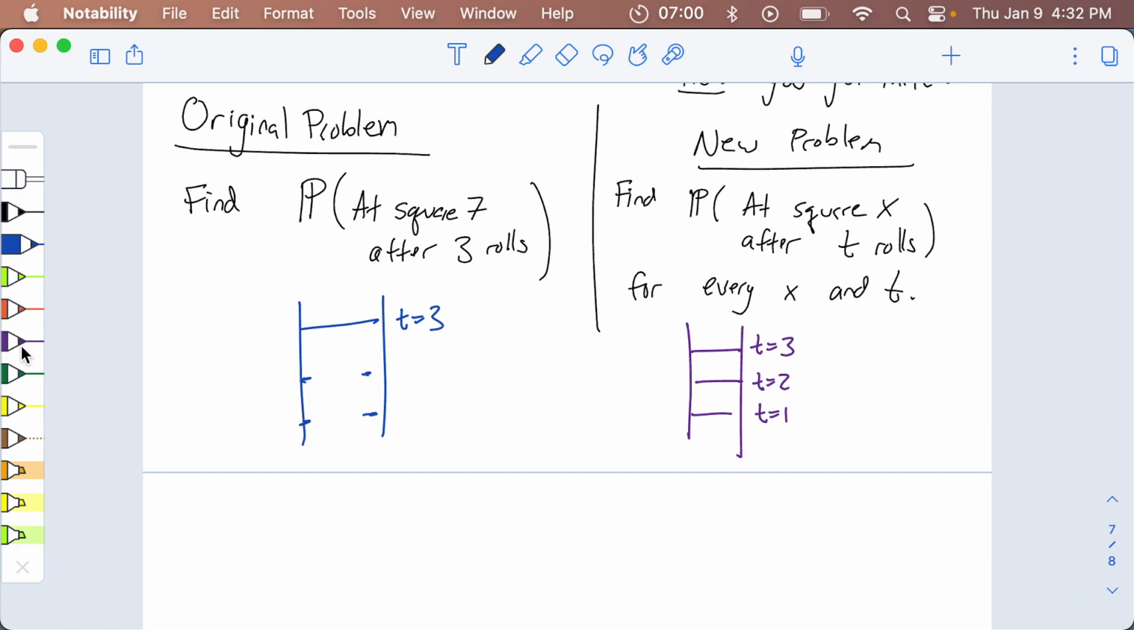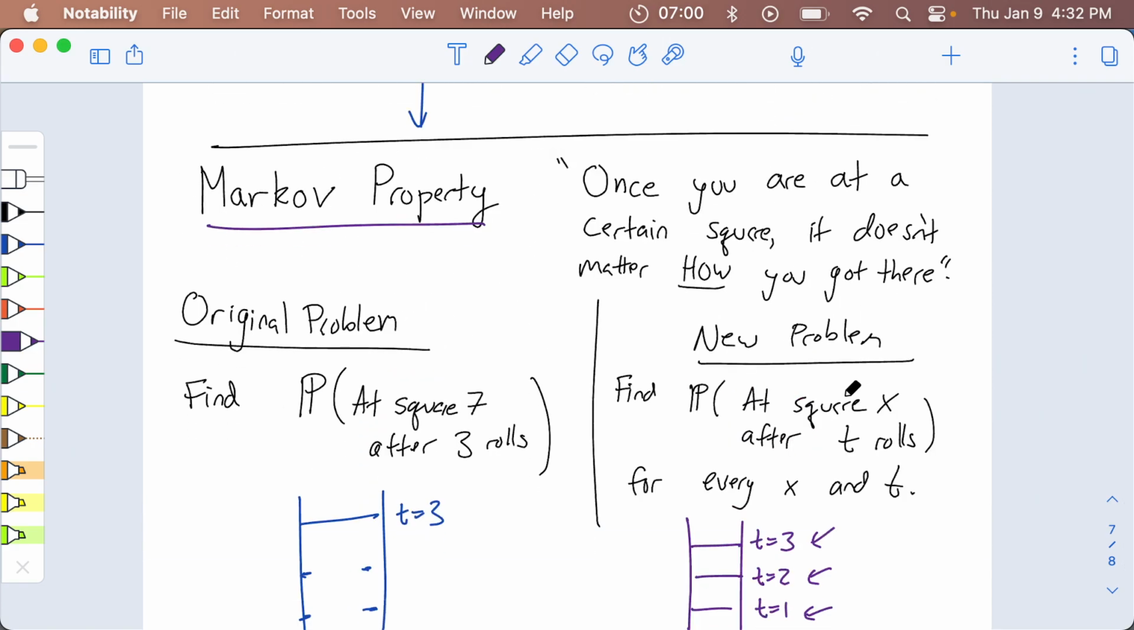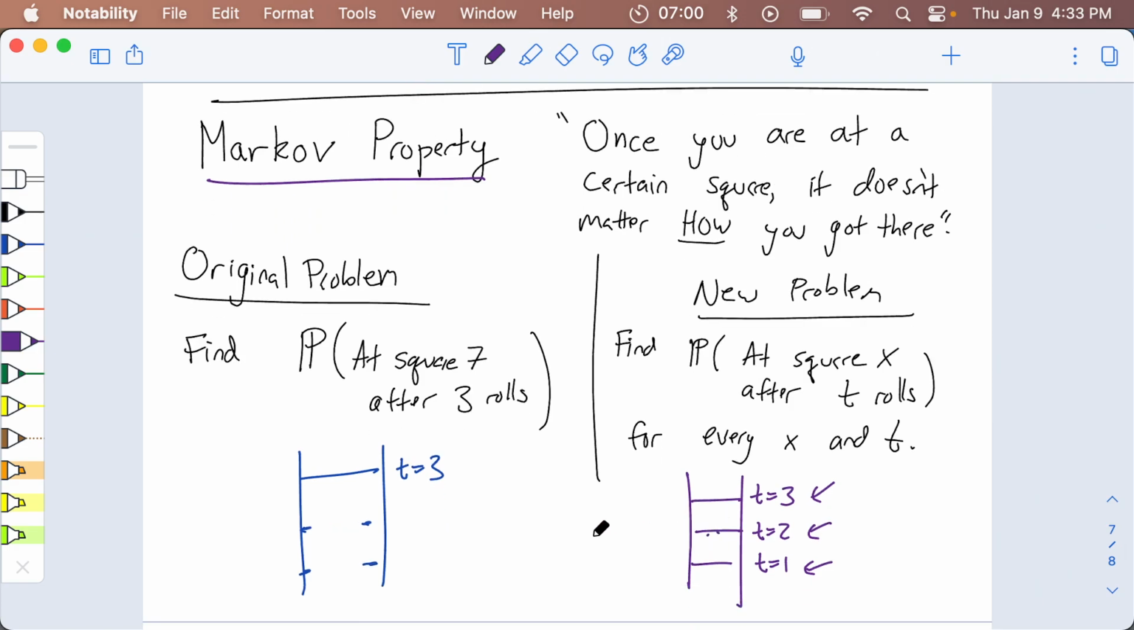What's really going to happen is that knowing what happens when t equals 1 will help us figure out what happens when t equals 2, and knowing what happens when t equals 2 will help us figure out what happens when t equals 3. So we're going to build up. The Markov property, that once you're on a certain square it doesn't matter how you got there, says that if you know everything about t equals 1, then you can solve t equals 2 completely. And if you know everything about t equals 2, then you can solve t equals 3 completely. The only thing that matters is where you are at time 2, not the path that you took to get there. Okay, that's a very general overview, and we're going to get into the nitty gritty in a second.